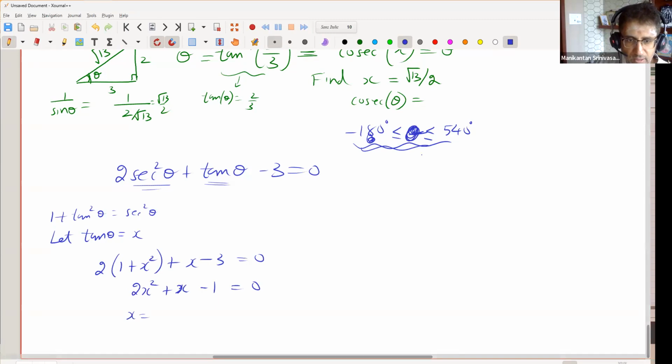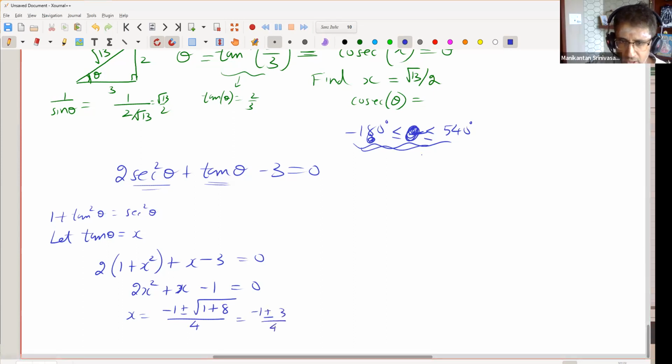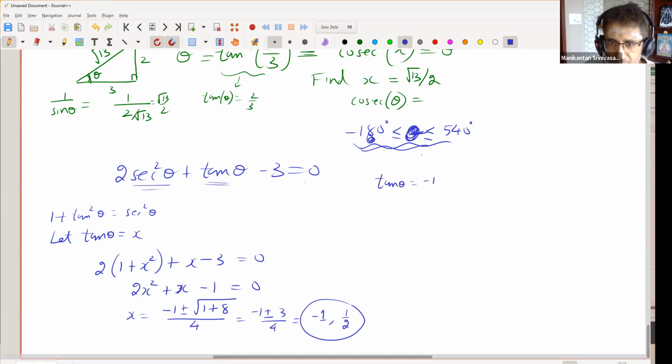So I can solve for x using minus b plus or minus root of b square minus 4ac, upon 2a, which is minus 1 plus or minus 3 upon 4, which is minus 4 upon 4, which is minus 1, and plus 2 upon 4, which is half. Okay, so tan theta is minus 1 or tan theta is equal to half. So if tan theta is minus 1, what are the possible values?